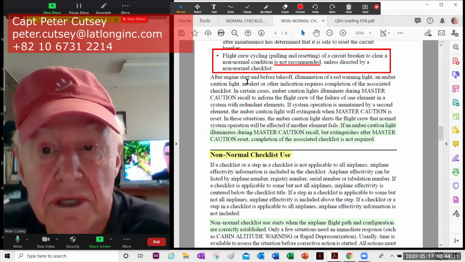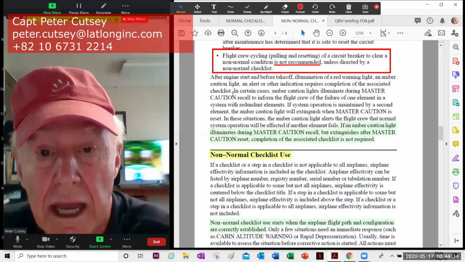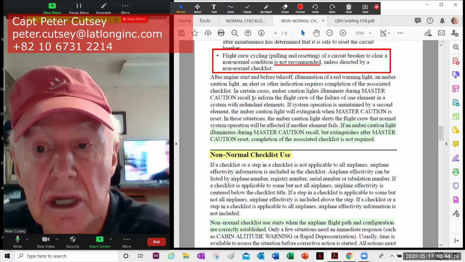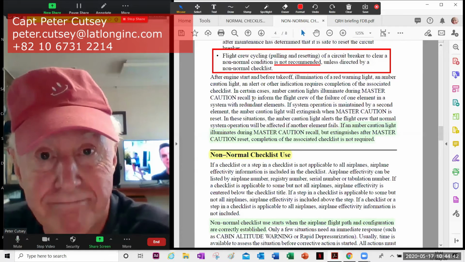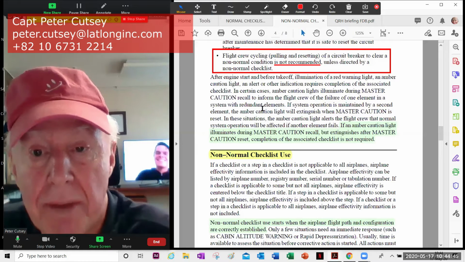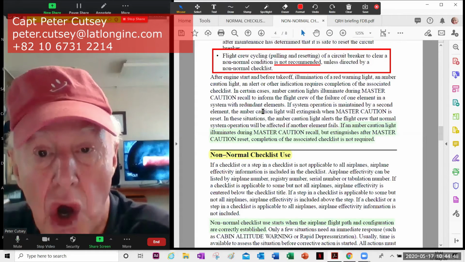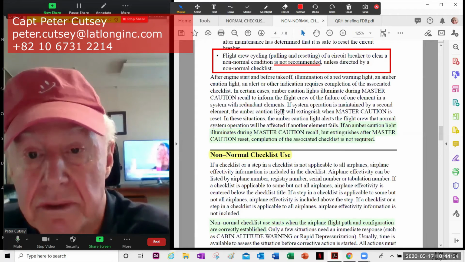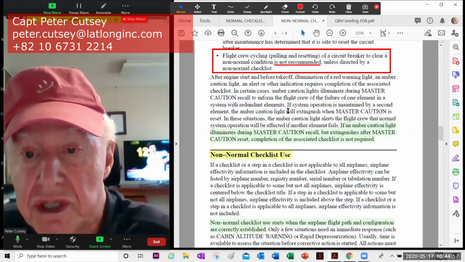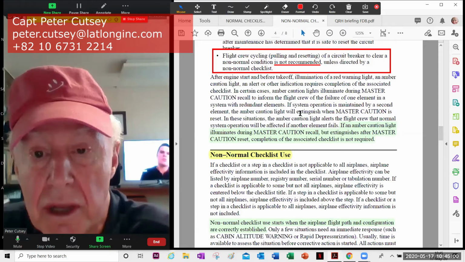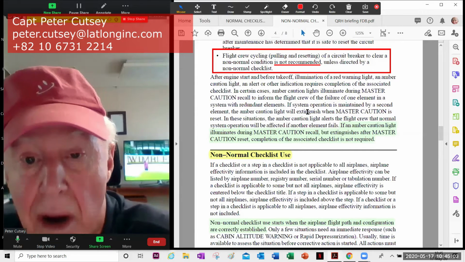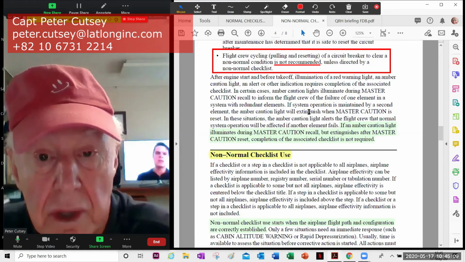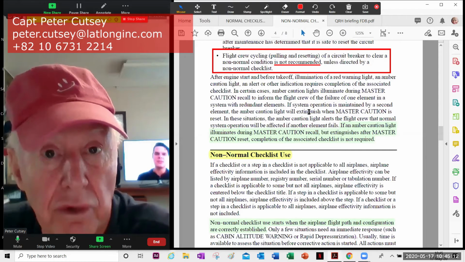After engine start and before takeoff, illumination of a red warning light or amber caution light, an alert, or other indication requires completion of the associated checklist. In certain cases, amber caution lights illuminate during master caution recall to inform the flight crew of the failure of one element in a system with redundant elements. If system operation is maintained by a second element, the amber caution light will extinguish. So that caution light is very smart. It's telling you something, but after you recognize what it's telling you, you have to reset it so it's ready for something else.